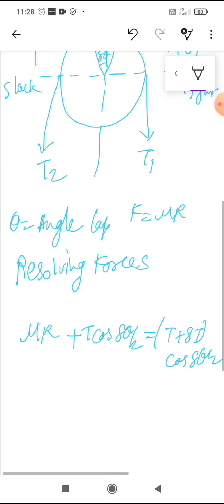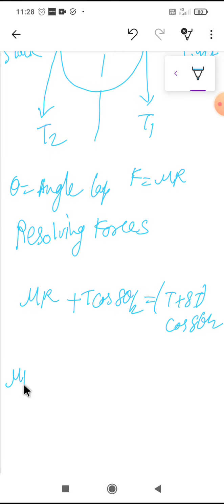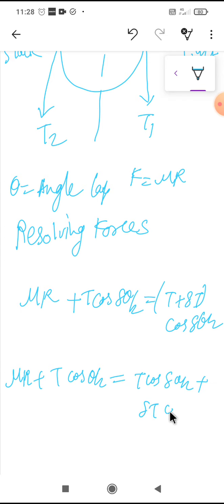If we resolve these forces, we are left with the friction force plus the tension force equal to T cos delta theta by 2 plus delta T cos delta theta by 2.